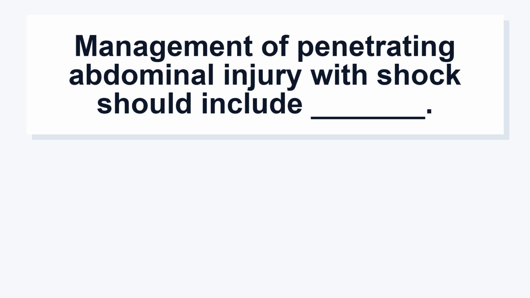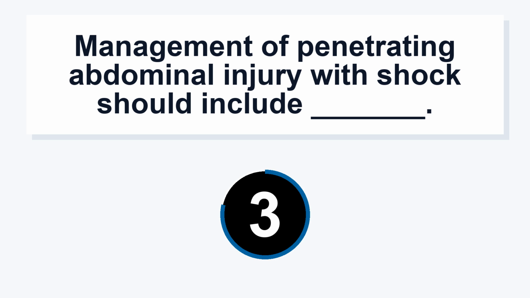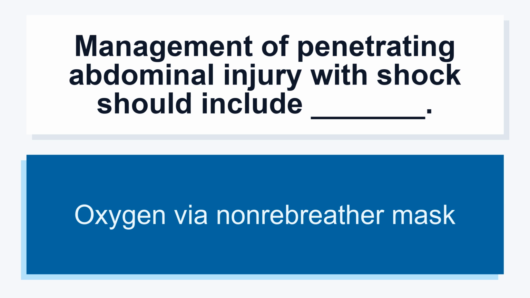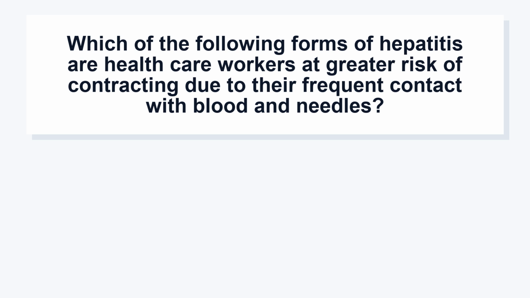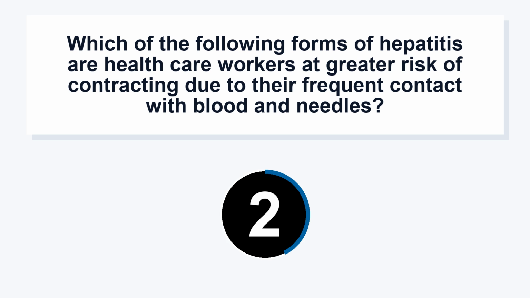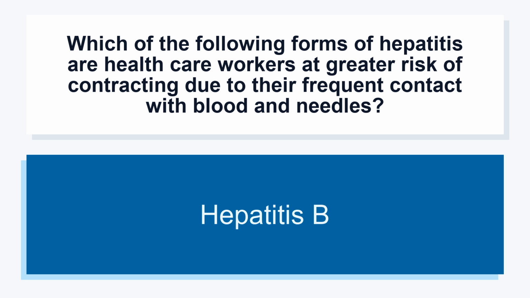Management of penetrating abdominal injury with shock should include blank. Oxygen via non-rebreather mask. Which of the following forms of hepatitis are healthcare workers at greater risk of contracting due to their frequent contact with blood and needles? Hepatitis B.